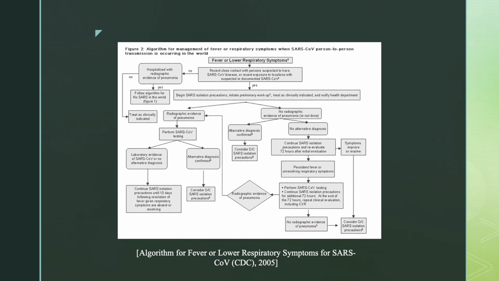So as you can see in this image, the algorithm for fever or lower respiratory symptoms for SARS-CoV is expressed. And like I stated before, radiographic evidence as well as isolation practices are heavily focused on.